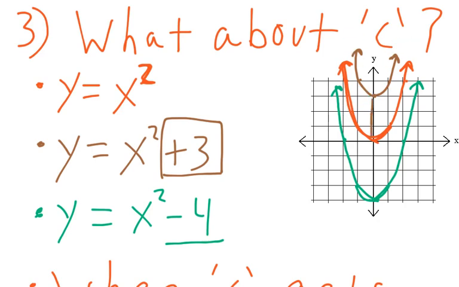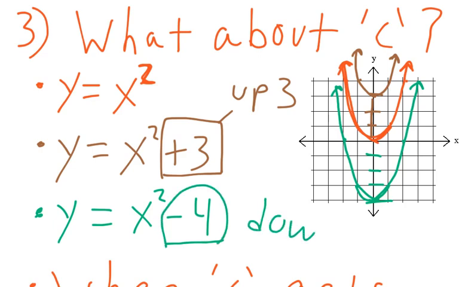If you can't see the graph because the colors are inverted, it went up 1, 2, 3 spaces. So this plus 3 makes it go up 3. So look at the third one. Can you figure it out? Y equals x squared minus 4. So it's down here. And if you can't see the grid lines, from the original equation, it went down 1, 2, 3, 4 spaces. So that minus 4 made it go down by 4 spots.